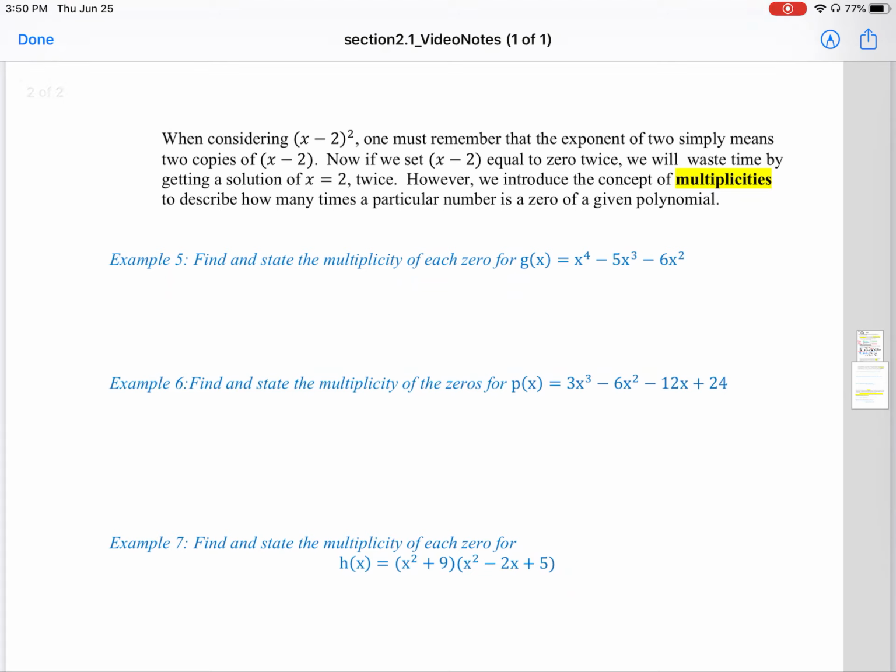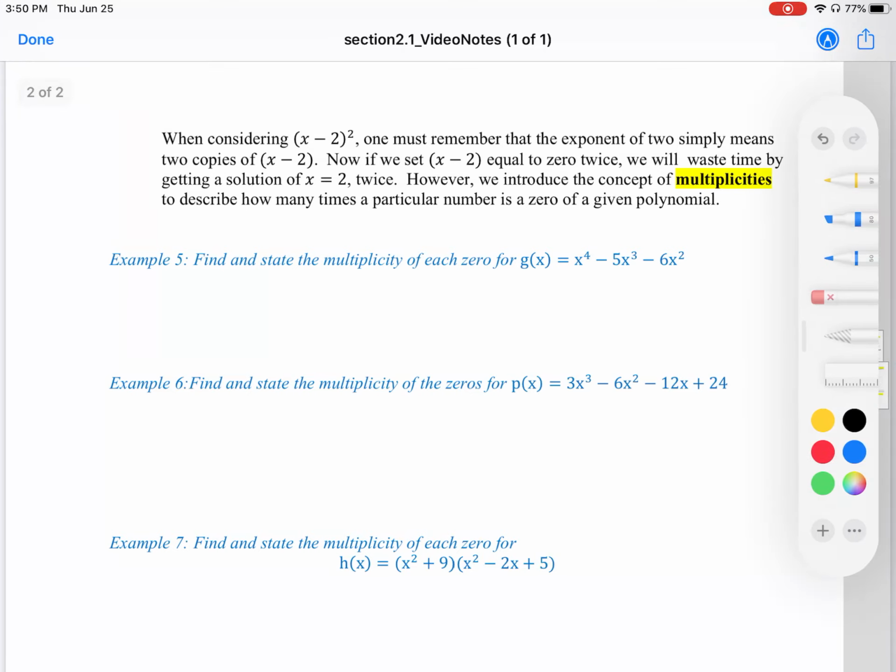When considering x minus 2 squared, one must remember that the exponent of 2 simply means 2 copies of x minus 2. So just to emphasize that thought, x minus 2 squared. Well, what if I had 2 squared? We know that means 2 times 2, right? Or 3 squared. Maybe I should use the same number. That would mean 3 times 3. So when I have x minus 2 squared, like we do here, we know that just means x minus 2 times x minus 2. That's what it means by 2 copies.